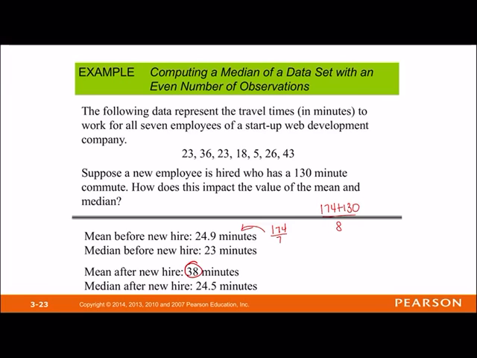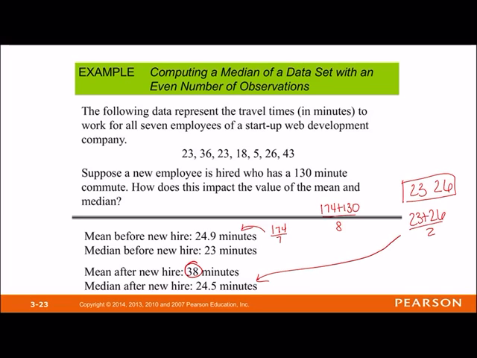Okay, and the median, again, don't forget to put your numbers in order first. They're not in order above. When they were in order before, 23 was in the middle. Now, because there's an even number of data, 23 and 26, once you put your data in order, will be your two middle numbers. So if you take the mean of 23 and 26, that's how you get the 24.5 minutes.